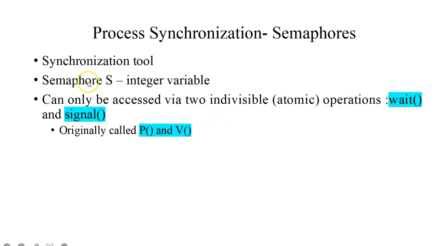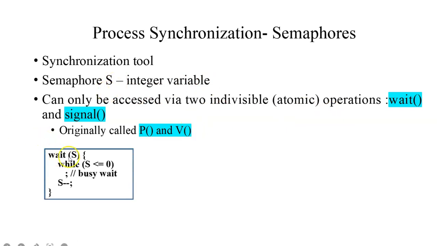So a semaphore is a synchronization tool, an integer variable. It can be accessed by only two operations, wait and signal. The wait operation is also known as P, and the signal operation is also called V, theoretically. Okay, so what are these wait and signal functions?